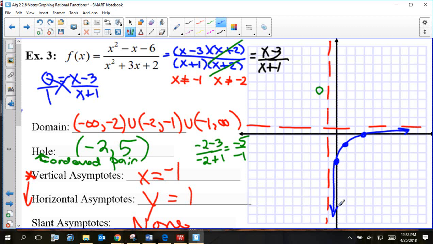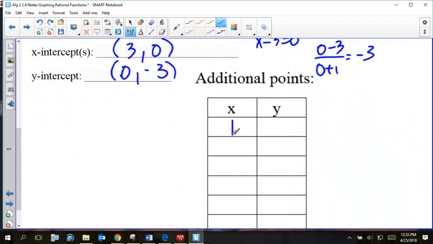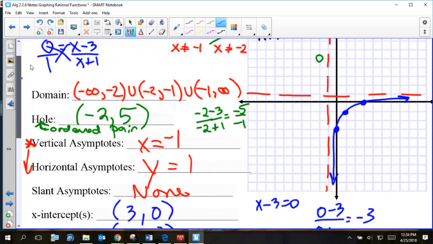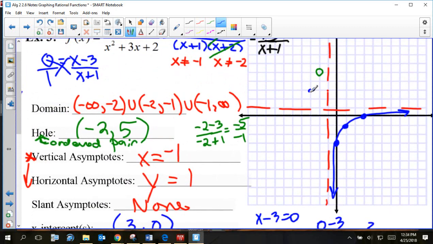I also put some other points in. Let's see what else I put in. I put in 1, I got negative 1. I put in negative 3, I got 3. I put in negative 5, I got 2. So graph those: negative 3, 3, negative 5, 2. So that's what the graph looks like around the hole. It looks like it would go straight through it, but it doesn't hit that spot. I'm going to show you on Desmos what that looks like as well.